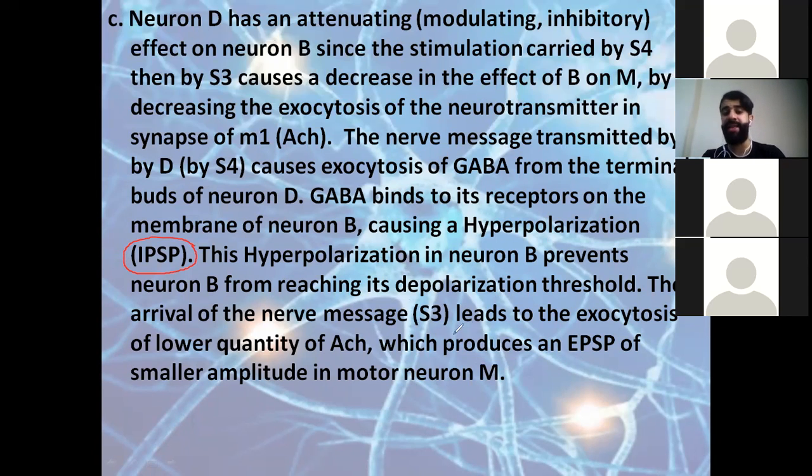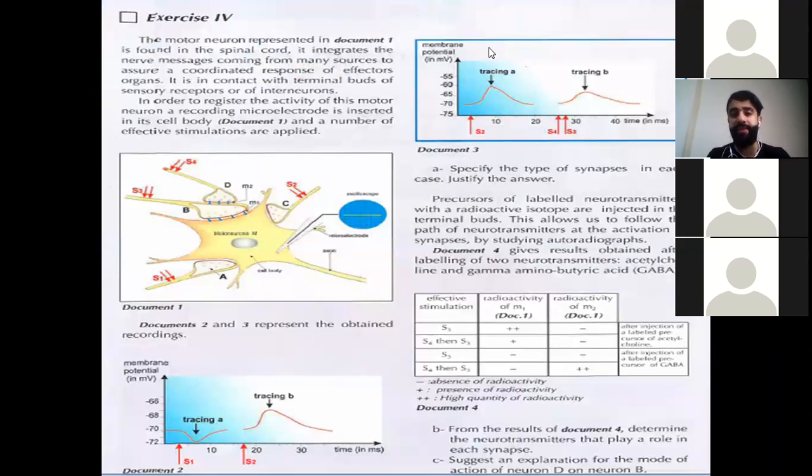This hyperpolarization prevents neuron B from reaching the threshold of depolarization. So ST3 leads to exocytosis of acetylcholine, but in a lower amount, not as in the normal case. This produces an excitatory postsynaptic potential but with a smaller amplitude. This can be explained here: when we injected radioactive acetylcholine, ST3 alone gave high radioactivity, so we have excitation and an EPSP. Also with S4 and ST3, we have an excitatory postsynaptic potential, but at a lower level due to the low amount of the excitatory neurotransmitter, acetylcholine.